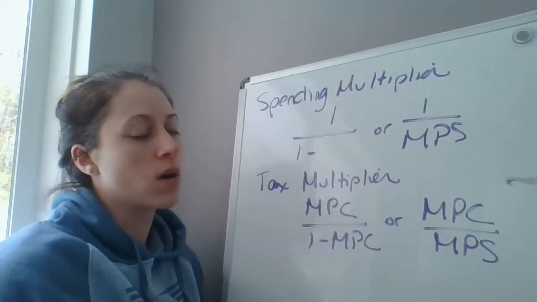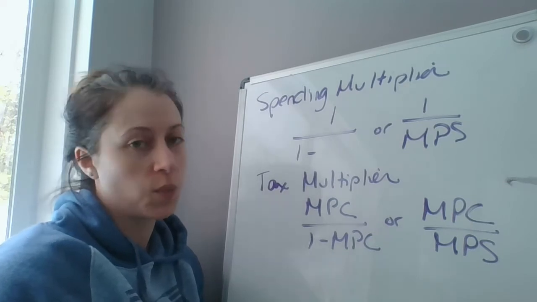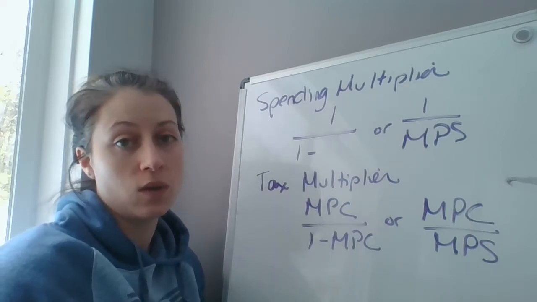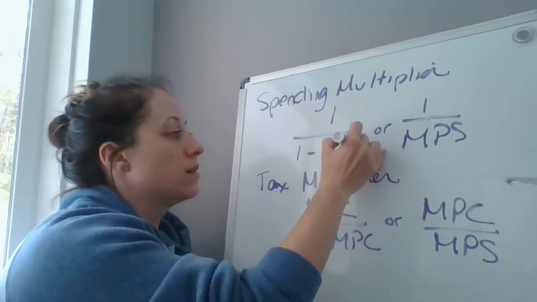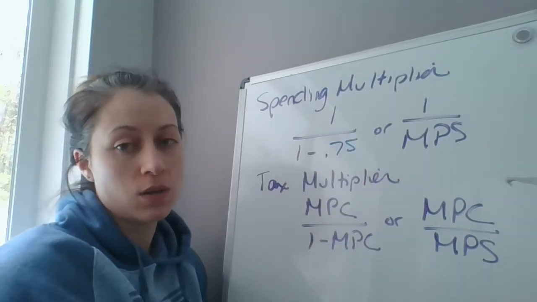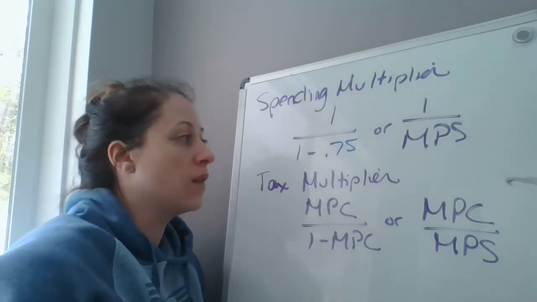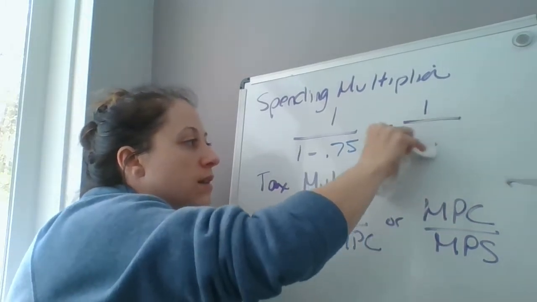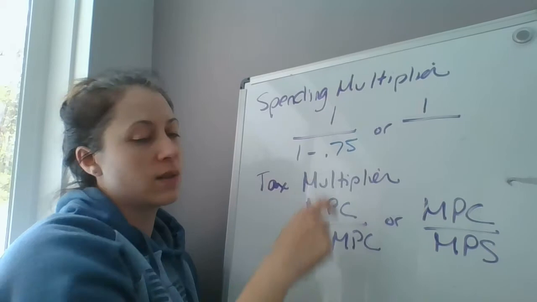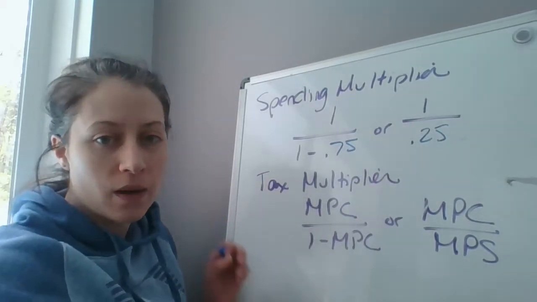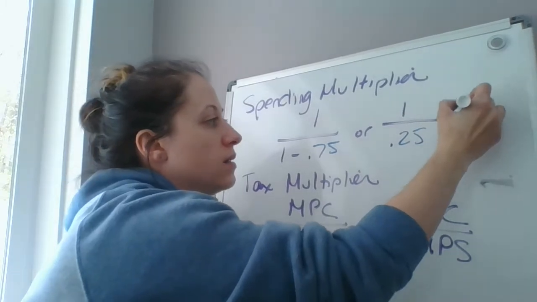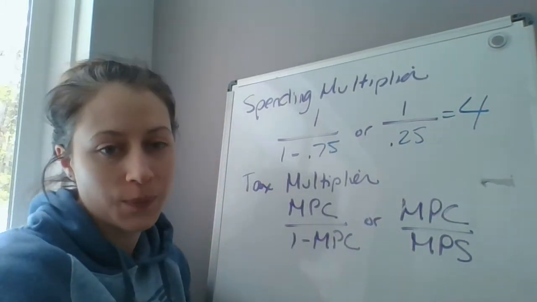Let's say that your marginal propensity to consume, which is pretty much always the one that they're going to give you on the exam, is 75 cents of every dollar you earn that you're going to spend. Well, that means your marginal propensity to save, or 1 minus 0.75, is 0.25. And therefore, our spending multiplier in this situation equals 4.